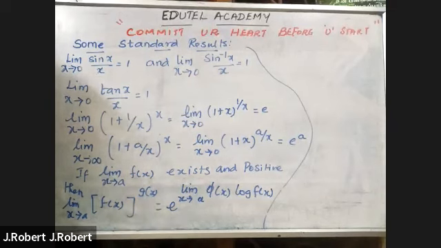If it is not given directly, the value of the limit may be in indeterminate form. I have given 7 indeterminate forms, right? So 0 by 0, infinity by infinity, 1 power infinity, 0 into infinity, infinity power 0, 0 power 0, or the sum of the indeterminates.